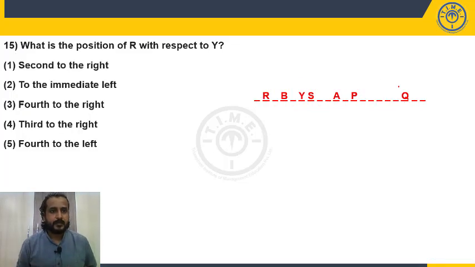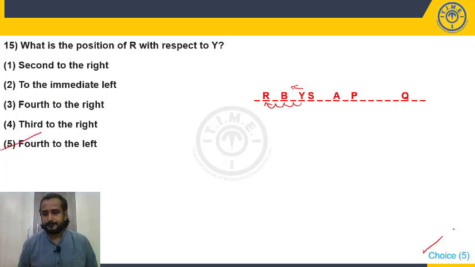Okay. Now, what is the position of R with respect to Y? So from the Y I need to check. So R is on left side. So which left it is? First left, second left, third left, fourth left. Fourth to the left, fifth option. Choice 5.